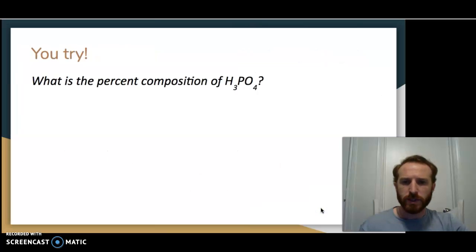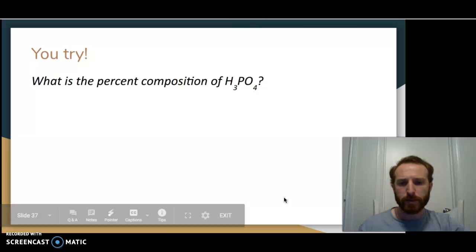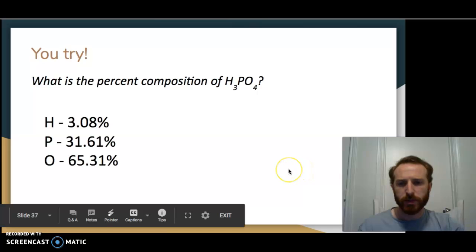So I'm going to give you a problem to try. What is the percent composition of H3PO4? H is 3.08%, P is 31.61%, and O is 65.31%.